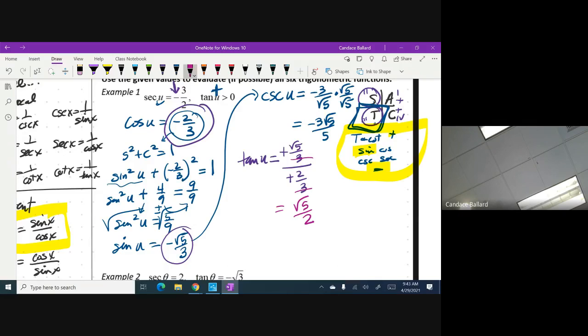All right, and then to get the cotangent, I'm just going to flip the reciprocal. So cotangent of u is going to be 2 over square root of 5. And of course, for the 1,000,000th time, we're going to rationalize. So 2 square root of 5 over 5.